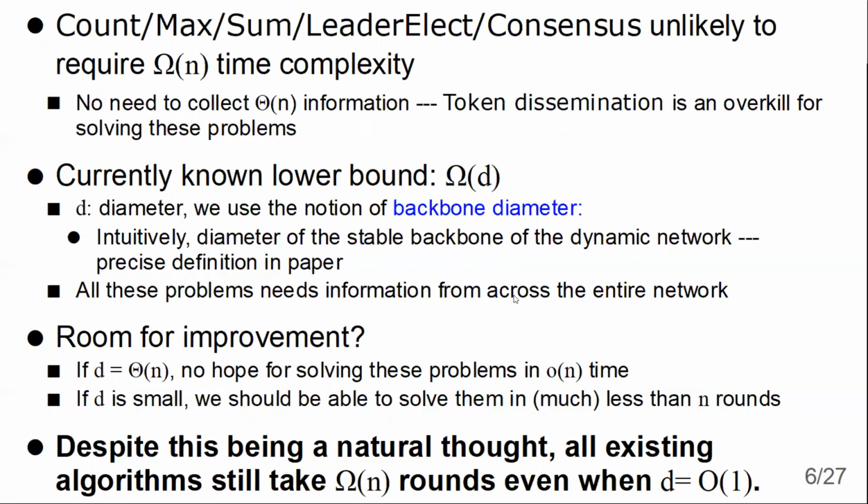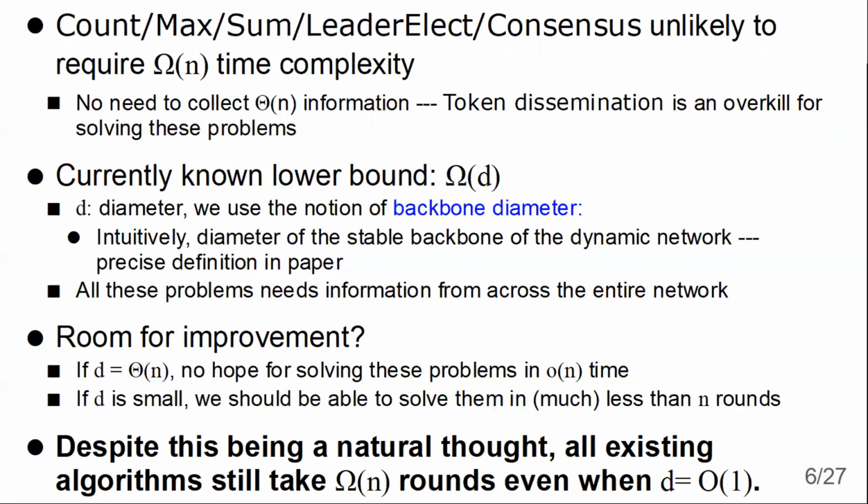In fact, for all these problems, there is only a trivial lower bound of Ω(d), where d is the diameter of the network. Since the network here is dynamic, we will not be looking at the diameter of the topologies in each individual round. Rather, we will use the notion of backbone diameter. Intuitively, it is the diameter of the stable spanning subgraph of the dynamic network. The Ω(d) lower bound holds, since all these problems need information from across the entire network.